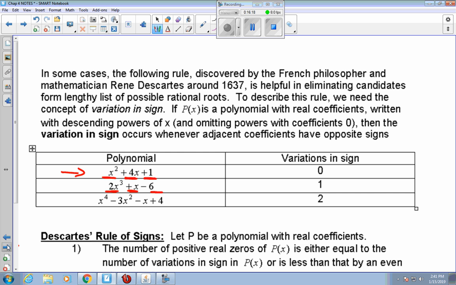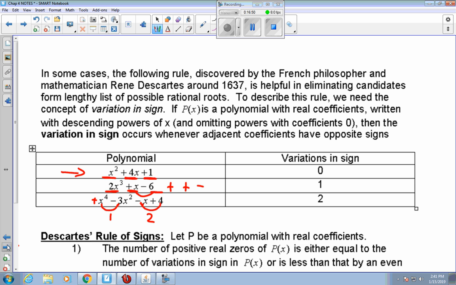All right, so here is my variation. It goes plus, plus, minus. So there's one variation of sign. This next one, I have plus. Here goes to minus. There's a variation in sign. Another negative. So from here to here it doesn't change. But then negative to positive, a variation in sign. So there's 1, 2. So there's 2 variations in sign.